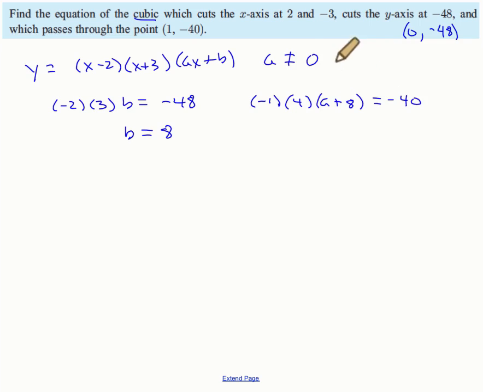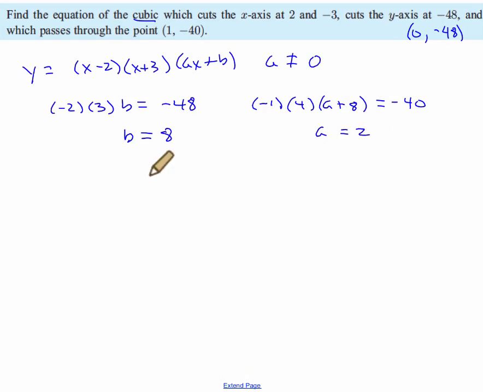How do I know that this is 8? Just solve for b equals 8 right there. So we get the equation a plus 8 equals 10 after we divide by -4, giving us a is equal to 2. So now we have the equation with a equal to 2.